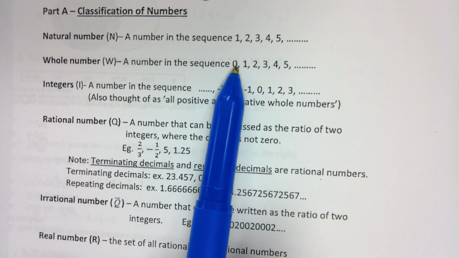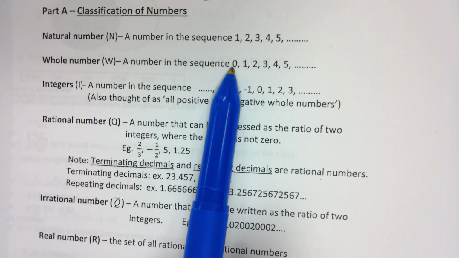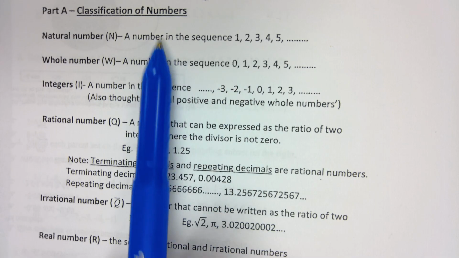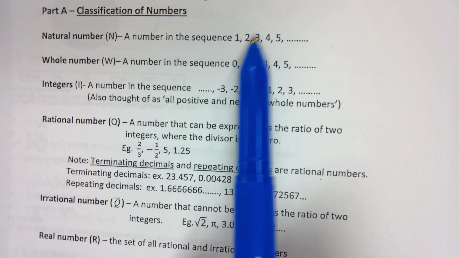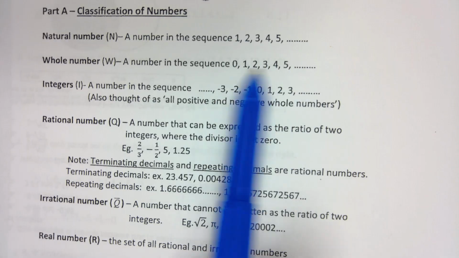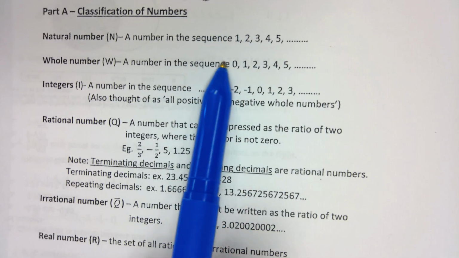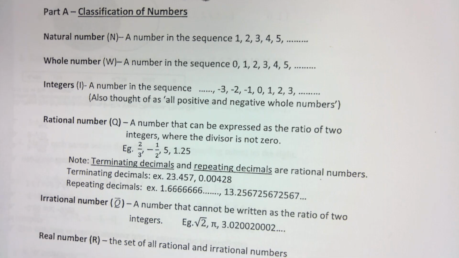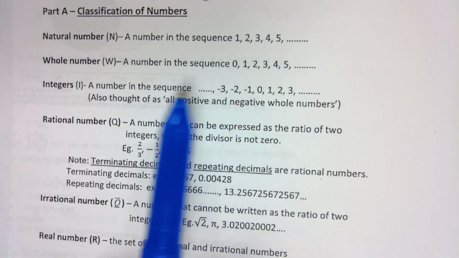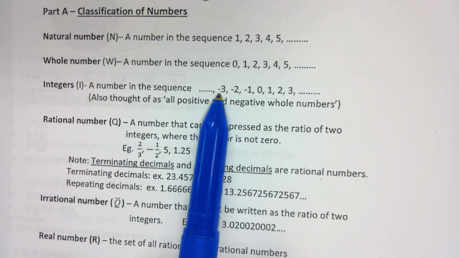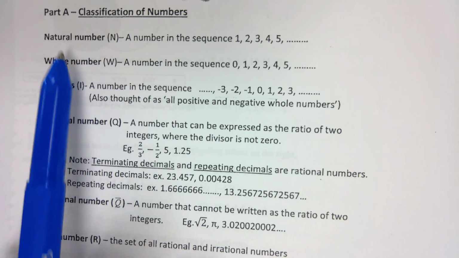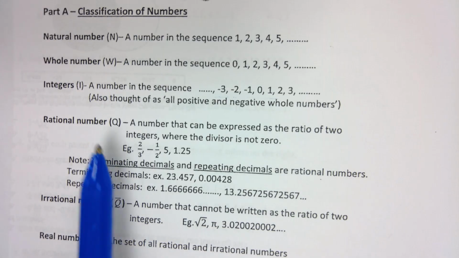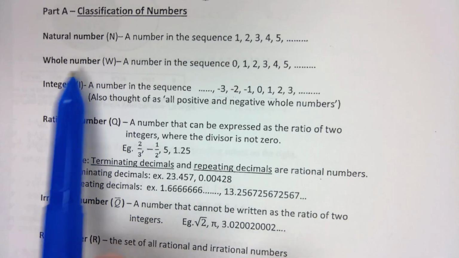Okay? Are whole numbers part of natural numbers? No. But are natural numbers part of whole numbers? Yes. You can see this set appears here. So natural numbers are also whole numbers. What about integers? Derek? All numbers including negatives. Right. So whenever you see a negative number, you know that it cannot be a natural or whole number.